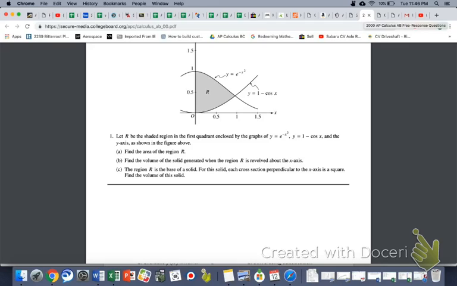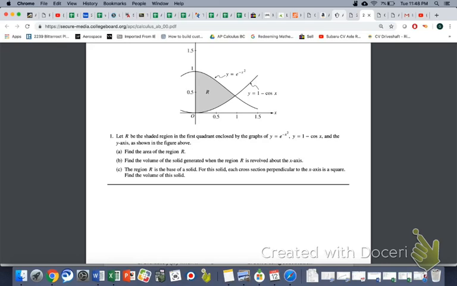It says region R is the base of a solid. For this solid, each cross-section perpendicular to the x-axis is a square. Find the volume of the solid. So please take a minute to try that. This is the most recent thing we've been working on. Feel free to pause and then play to see a solution.